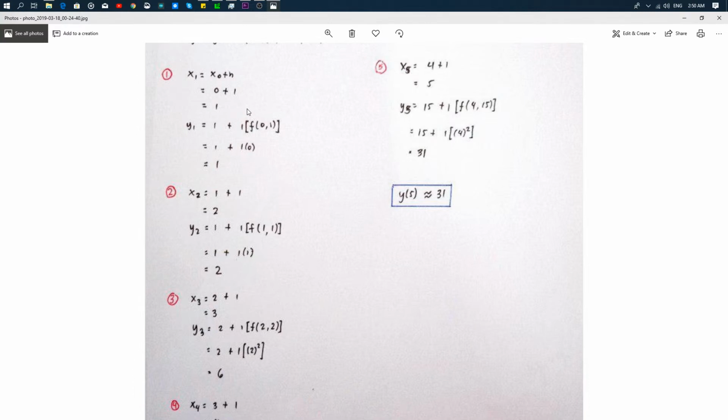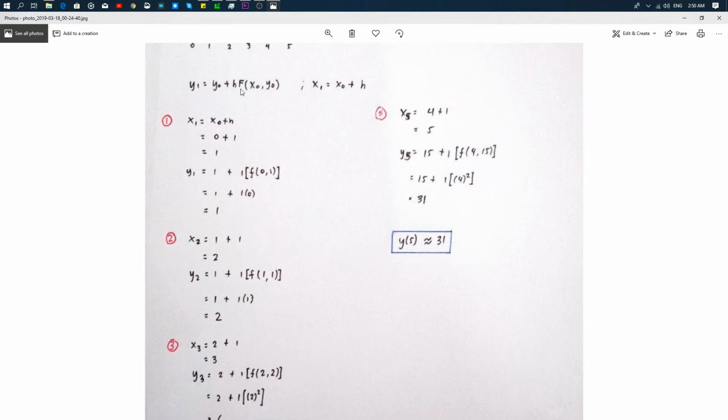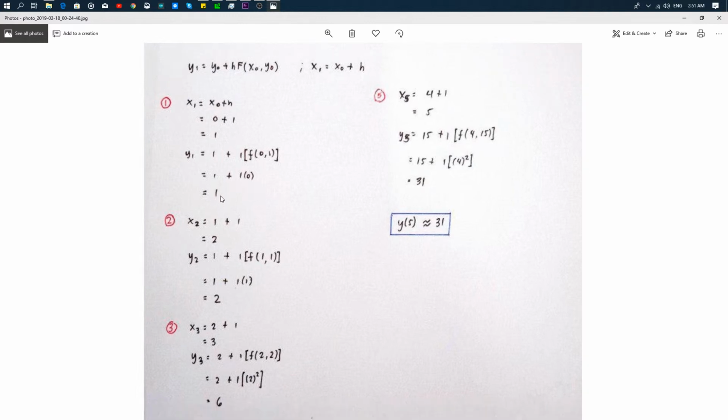Using the formula, x sub 1 equals x sub 0 plus h, so 0 plus 1. Therefore, we're at step 1. At y sub 1, we have 1 plus, the formula is h times the function of x sub 0 and y sub 0, so 0 and 1. Substituting the value of 0 into x squared, we will have 0. So 1 plus 1 times 0 is 1.